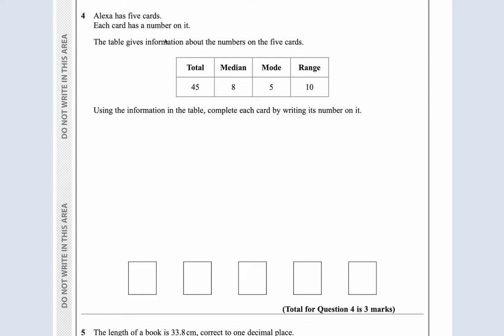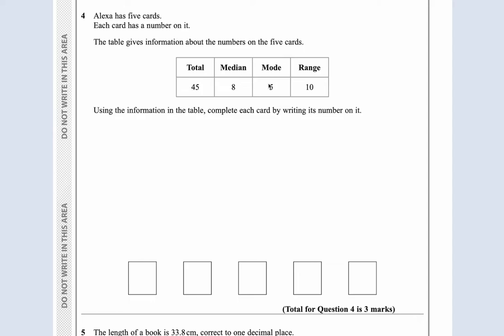Okay, question 4. Alexa has 5 cards. Each card has a number on it. These are the cards. This is the total, the median, the mode, the range. Using this information, complete each card by writing its number on it. Okay, right, this is actually tricky.